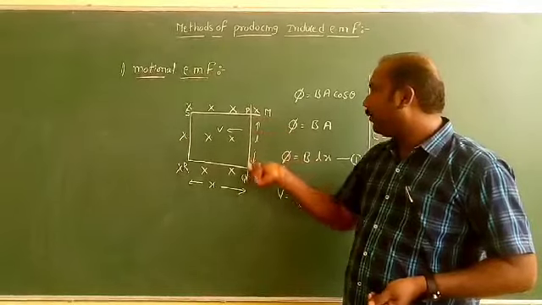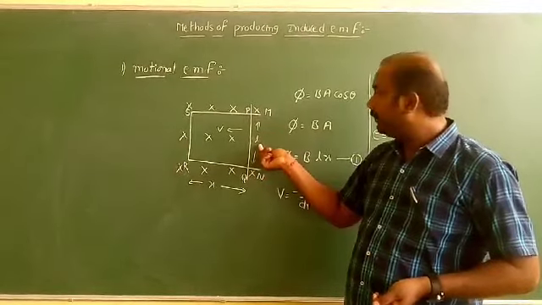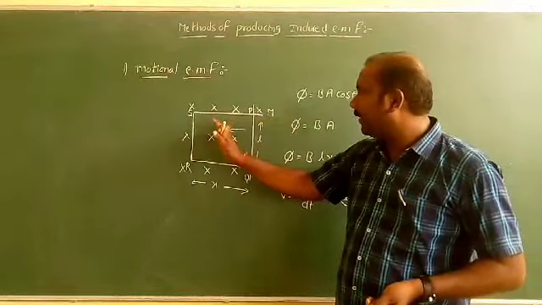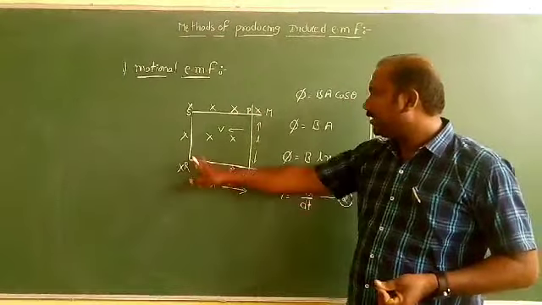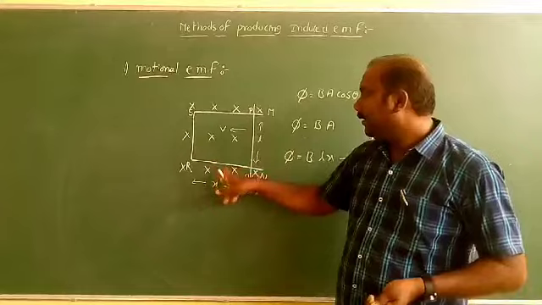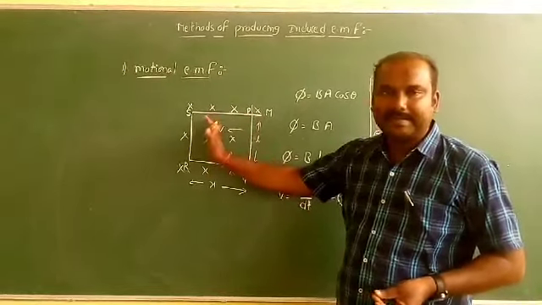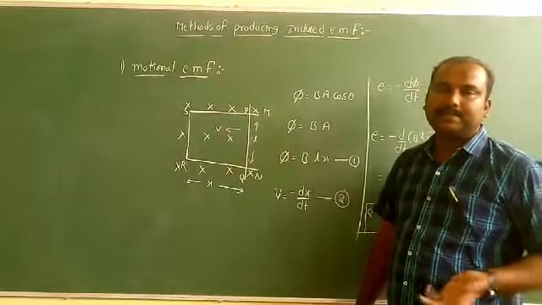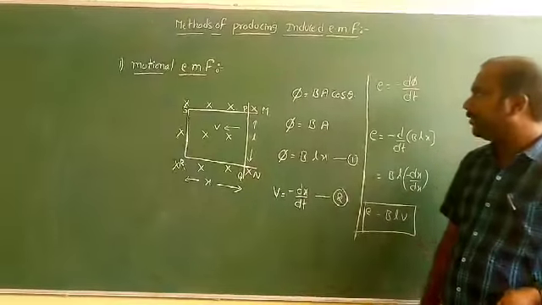In this one I kept one more length of substance is L. If it is moving towards the left with the velocity V, the distance between SR and PQ is X. If I am moving with V, X is changing, area is decreasing. Area is decreasing means definitely EMF will be produced.